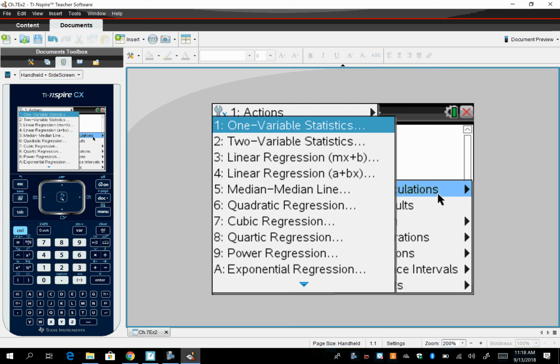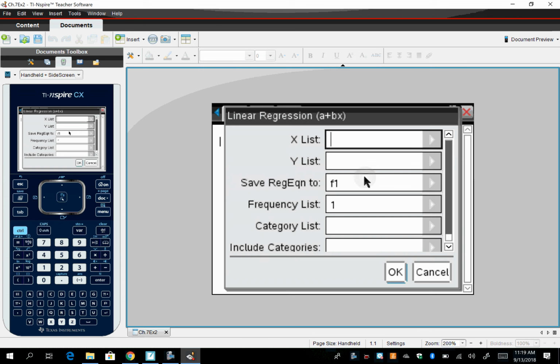So here it says linear regression, a plus bx. I know number 3 says mx plus b. Do you guys remember mx plus b from a couple years ago? That's the slope-intercept formula. We're not going to use that. That is so algebra. Okay? We're not using number 3, using number 4. All right? So a plus bx, number 4. What is our explanatory variable? Horsepower.